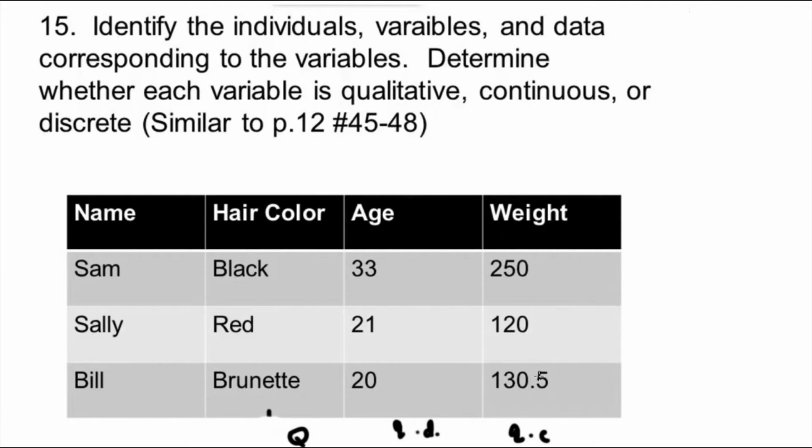But weight can have decimal points. Like here you can also see 130.5 weight. We can have that, and 20.5, 120.5. So since we can have decimal points, it is continuous. Okay, and quantitative and continuous.